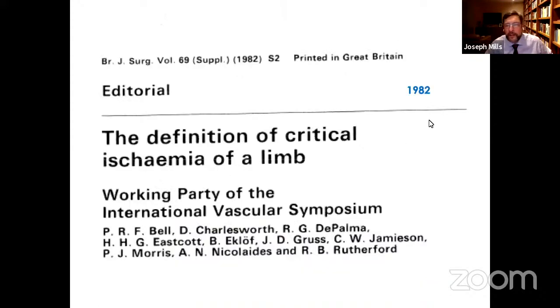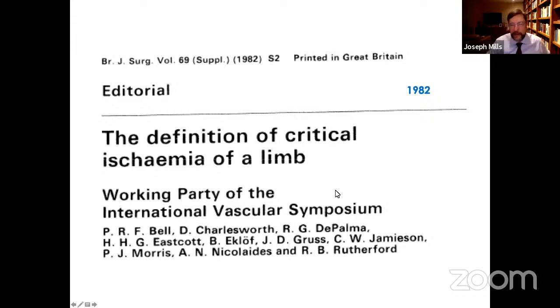Now, this is also important. So this was a definition that came up in 1982 called critical limb ischemia. And this happened at a symposium that was held in the UK in London. And there's some famous people on here. Dr. Eastcott performed one of the first carotid endarterectomies. He actually did a transposition. Dr. Rutherford, you know, from the Rutherford classification. Andrew Nicolaides, who's famous for ultrasound and venous disease. Dr. Charlesworth, Dr. Bell, Peter Bell.